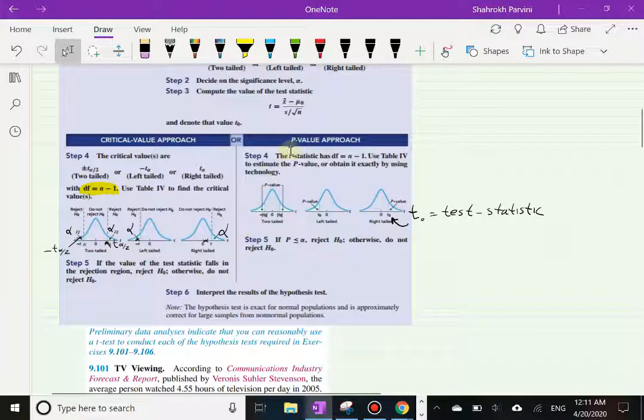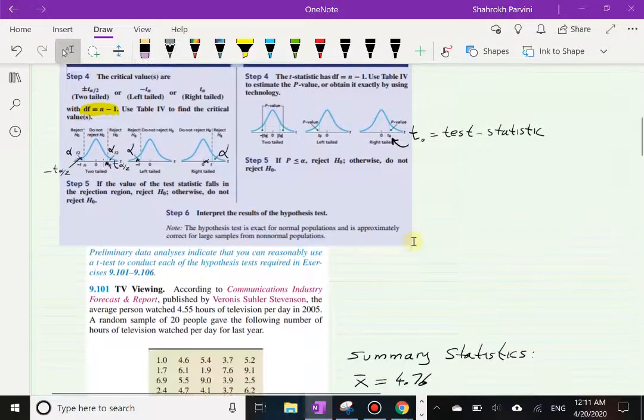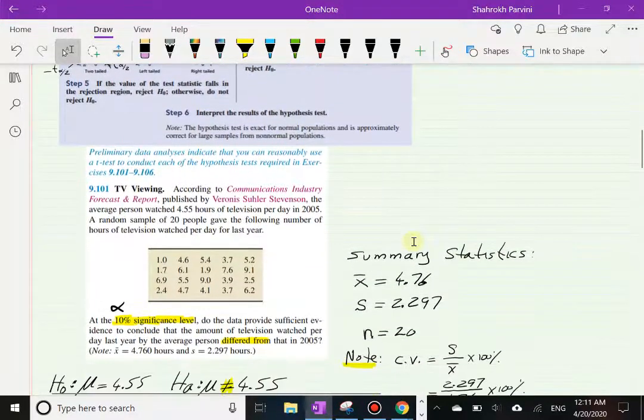And if we use the p-value approach, as always, we reject the null hypothesis if the p-value is less than or equal to alpha. And again, in these sketches, t sub 0 is the value of the test statistic. So let's take a look at an exercise here.